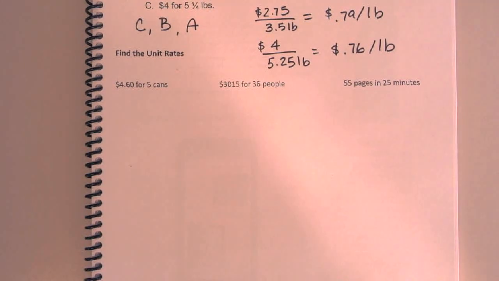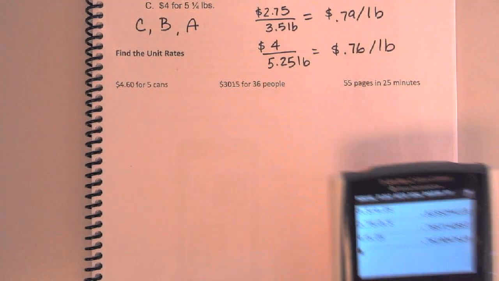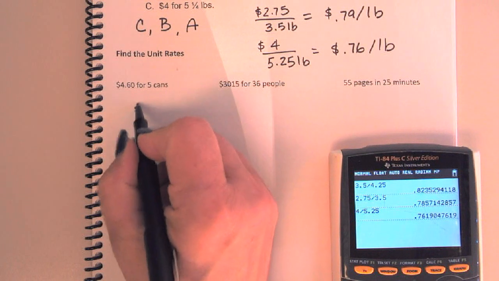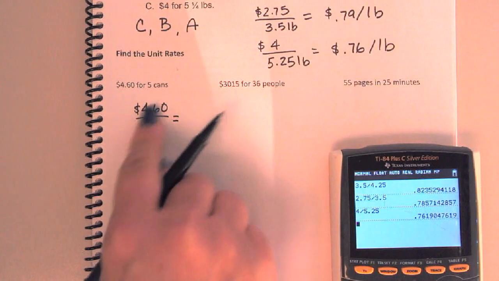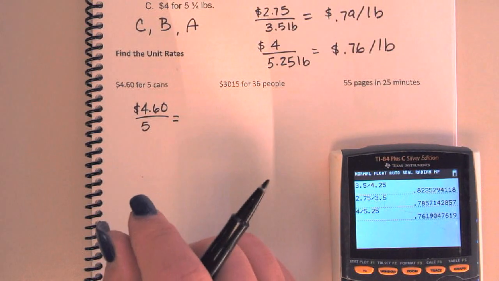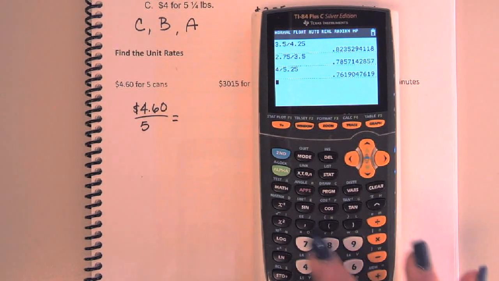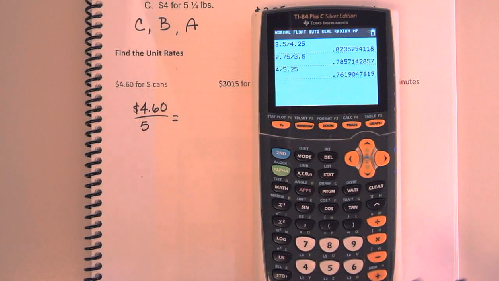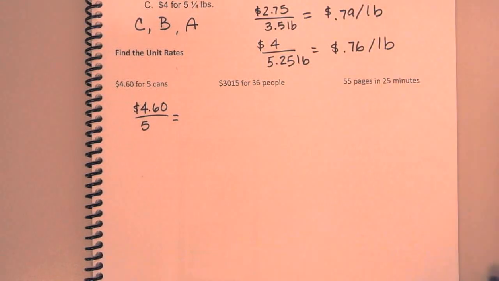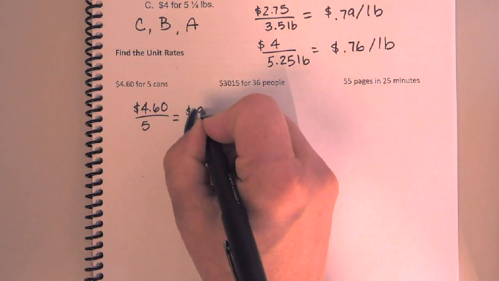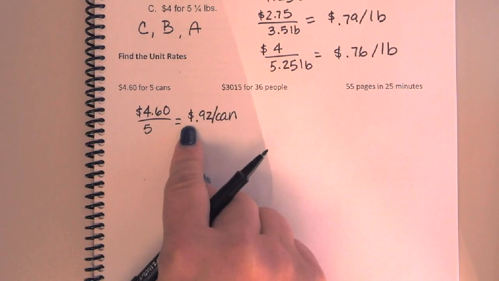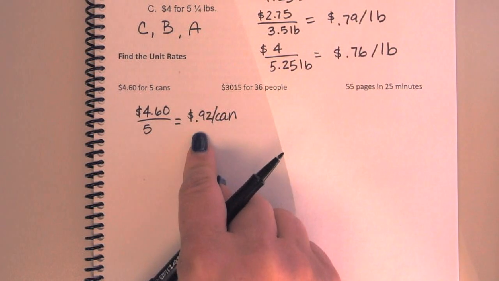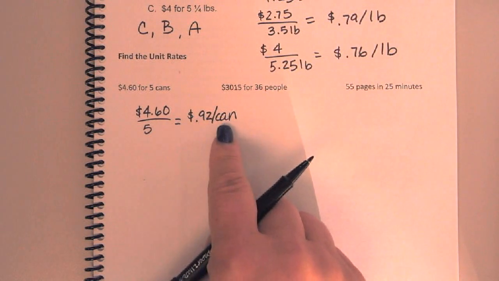All right, let's find some unit rates for these items. I'm doing $4.60 for 5 cans, so I got $4.60, 5 cans. I don't care if you label in here as much as the final answer, okay? So I've got $4.60 divided by 5, and that is 92. So that is money, 92 cents per can. Here's where you have to label. You have to show it's money, and you have to have that slash because that means per, and that indicates that it's for 1 can.